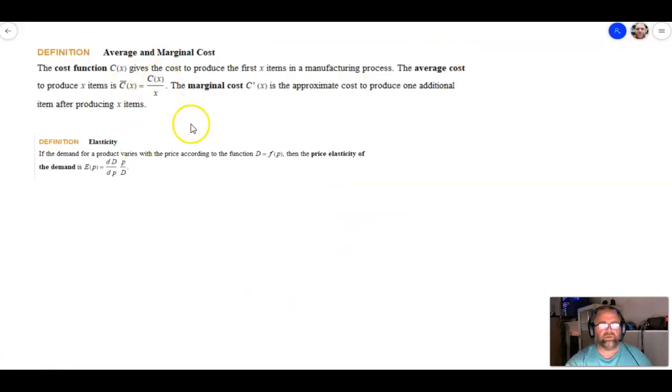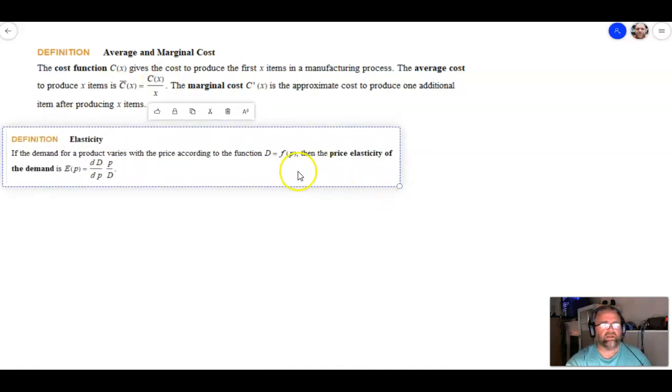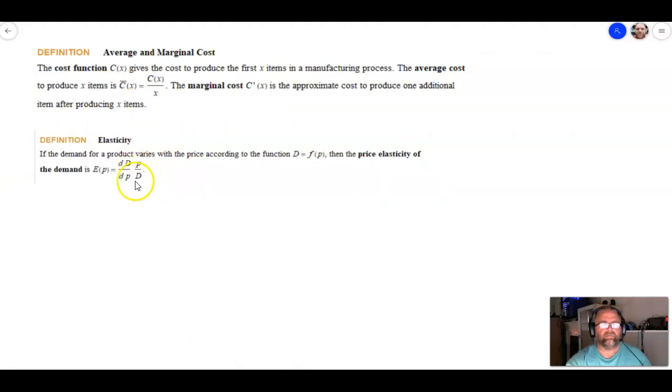Okay, so the last thing that we're going to look at from this section is average and marginal cost, and then we're going to define this term elasticity. And both of these are going to use derivatives. So here's the idea here. The cost function, C of x, gives the cost to produce the first x items in a manufacturing process. The average cost, which they denote with the C with the little bar over the C here, is just the cost, that's the total cost, divided by the number of items that you produced, which makes sense.